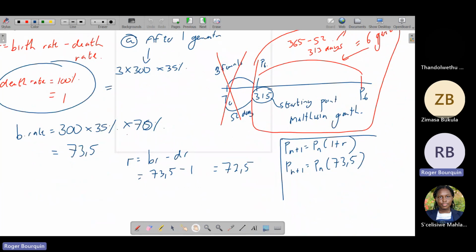That's 73.5. If I minus 1, I get R, which is 72.5. You've got to times that by 100. The percentage growth rate is 72.5 times 100. As a percentage, it's 72,500. It's going at a rate of 72,500%. So those are going crazy, right?